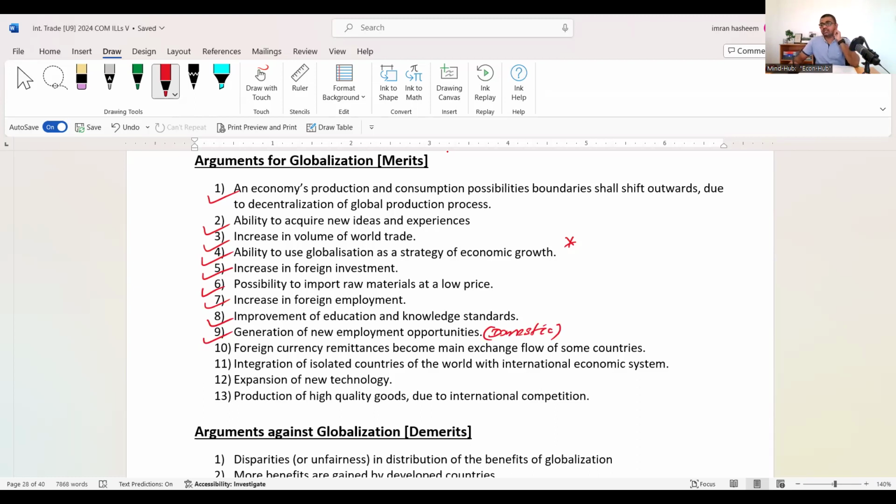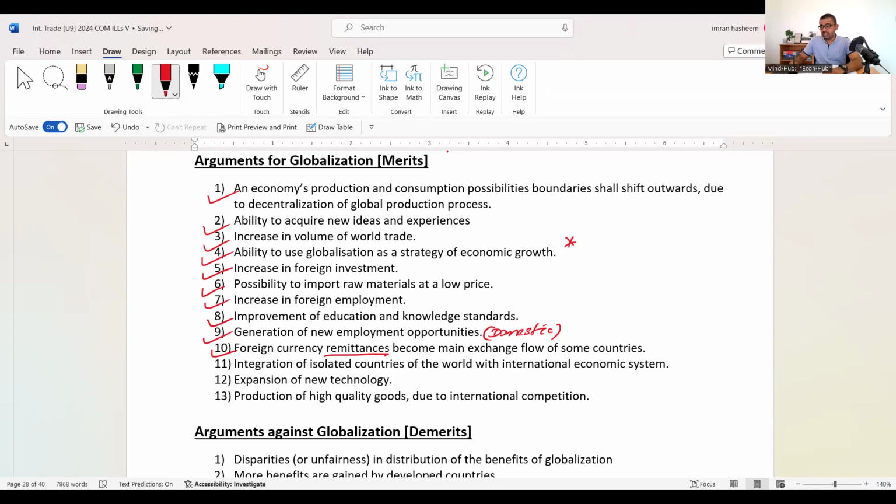Then foreign currency remittances become the main exchange flow of some countries. Yes, that's true. With globalization, Sri Lanka has this, right? Many Sri Lankans are working abroad and they send money back to the country. So that will be a way for us to get the dollars or foreign currency we need, in addition to exports.